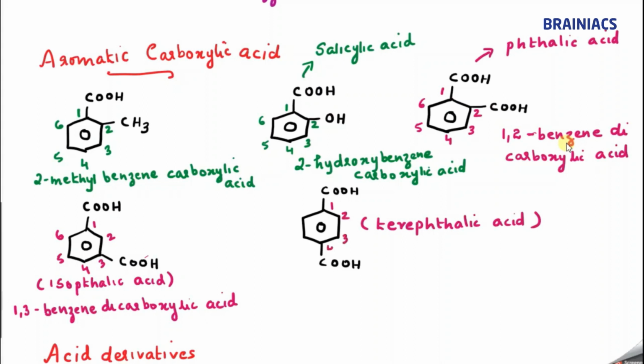1, 2, 3, 4, 5, 6. So I can write 1 comma 4 benzene dicarboxylic acid. Why is di coming? Because 2 COOH are there. And we know that whenever the COOH group is not in the parent chain, we use the term carboxylic acid. So 1 comma 4 benzene dicarboxylic acid.